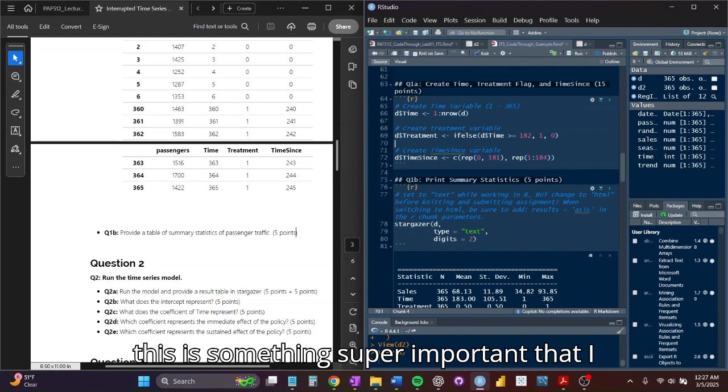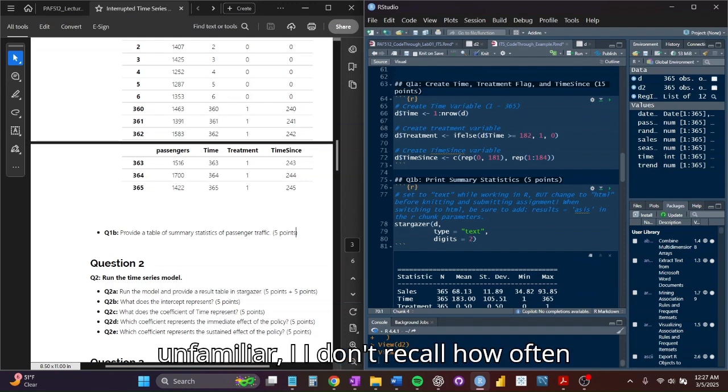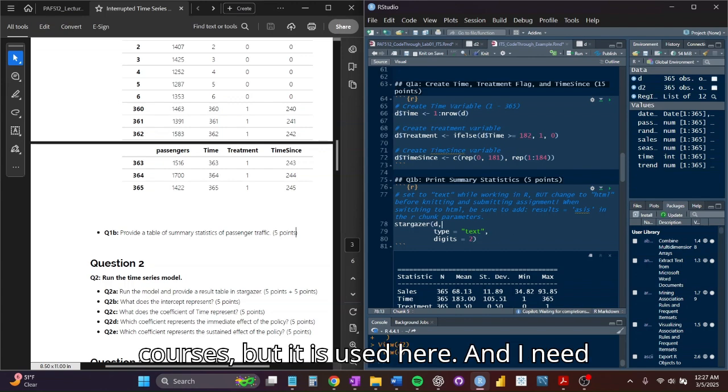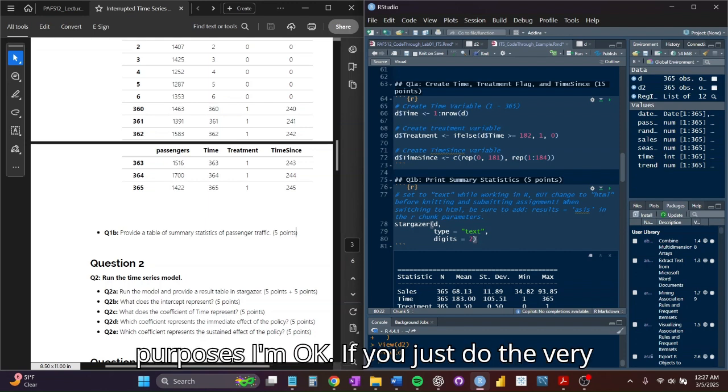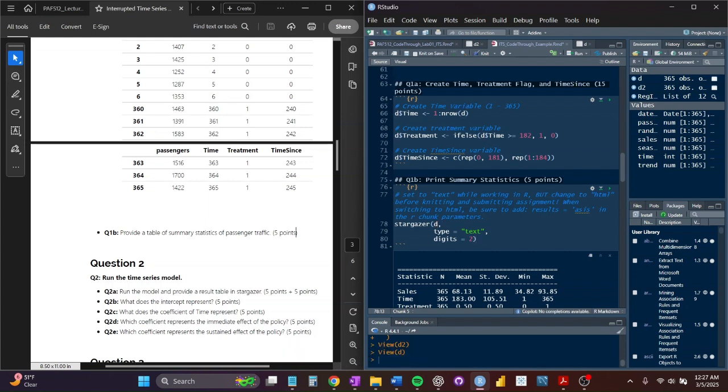this is something super important that I wanted to touch on. For those of you unfamiliar, I don't recall how often Stargazer was used in the previous courses, but it is used here, and I need you to know exactly how to handle this. So Stargazer is awesome, creates very clean looking tables, especially summary tables for when we do our models. So Stargazer is pretty simple. You can get more complicated, but really for our purposes, I'm okay if you just do the very basics. You can include your data frame.